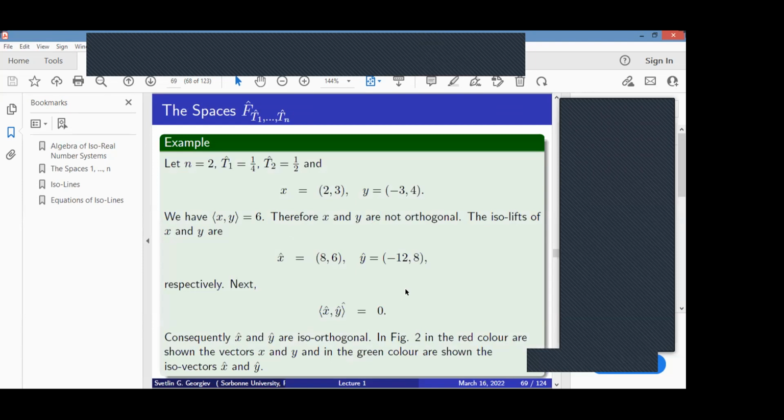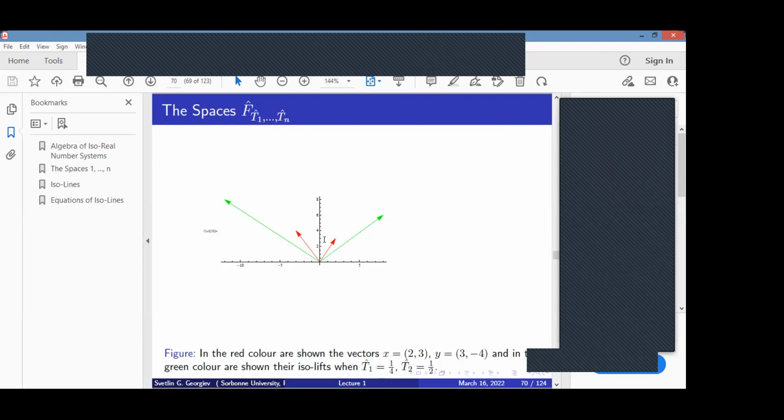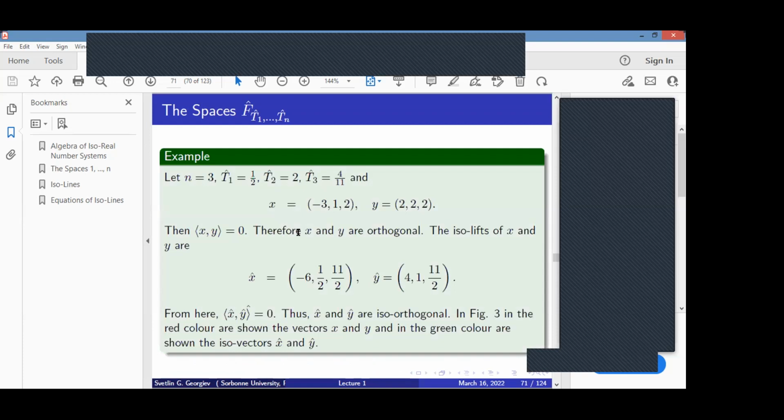Here, red is the real case, excuse me, and green color is the iso case. So as next example, we'll consider a three-dimensional case. We take as first isotopic element to be 1/2, as second isotopic element to be 2, and as third isotopic element to be 4/11. We take two three-dimensional real points x and y.